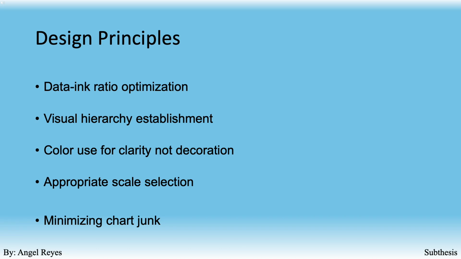Effective visual design begins with optimizing the data-ink ratio, using just enough visual elements to convey meaning without unnecessary embellishment. Establishing visual hierarchy guides the viewer's eye to the most important information through size, placement, or contrast. Color should enhance clarity, not distract. It should support grouping, contrast, or emphasis while remaining accessible to colorblind users.